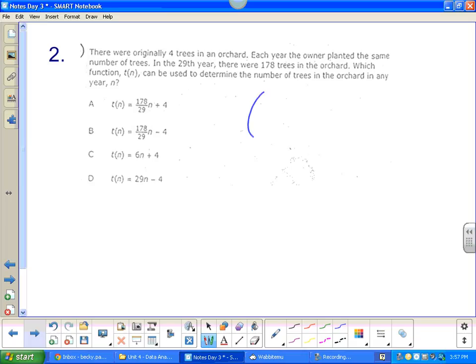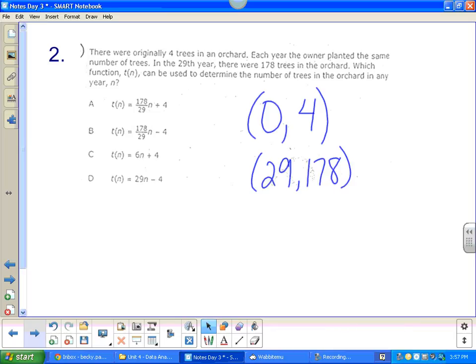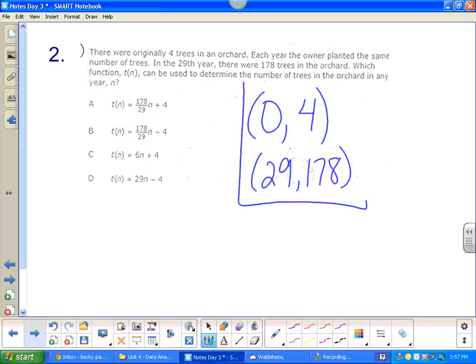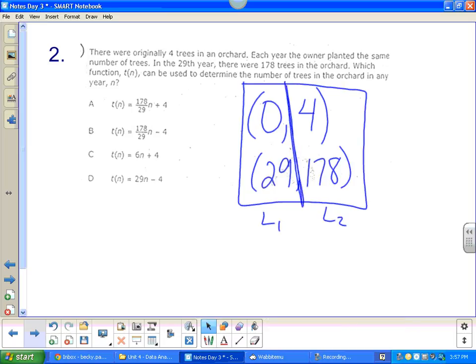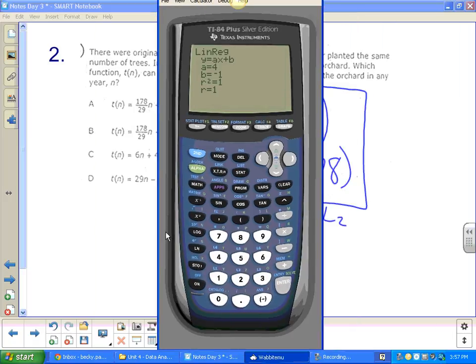So originally is 0. We had 4 trees. So when we started, we had 4 trees. Originally does not mean 1. It means go all the way back to your y-intercept, which would be 0. And then in the 29th year, we have 178 trees. I think it's very beneficial to write your points stacked on top of each other. That way you can see these are your L1s and these are your L2s. So just a little trick of the trade if you want it.